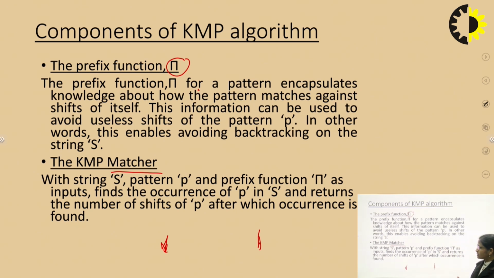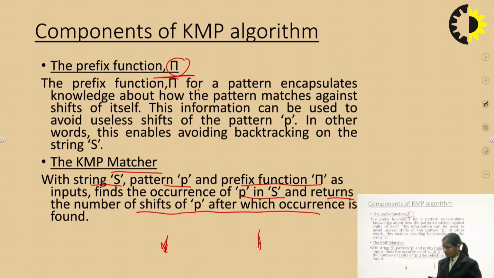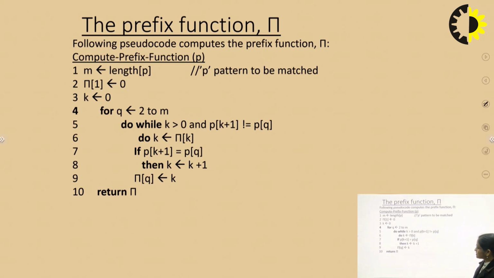And the algorithm here is the KMP matcher algorithm. In this case we have to use the string S, the pattern P, and the prefix function pi that we have to calculate as input, and find the occurrence of P in S, that is our problem statement, and it returns the number of shifts of P after which the occurrence is found. Okay, so that is how KMP matcher works. So this is the algorithm of the prefix function pi. Okay, this is the pseudo code to compute the prefix function pi.